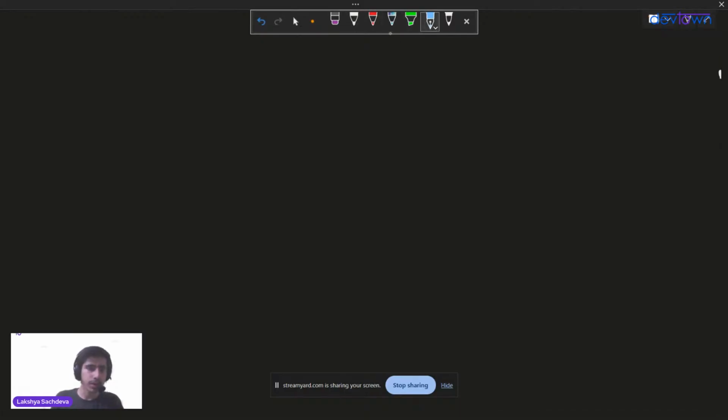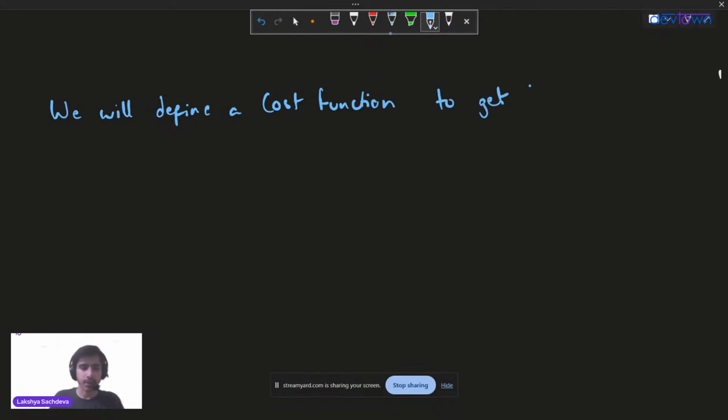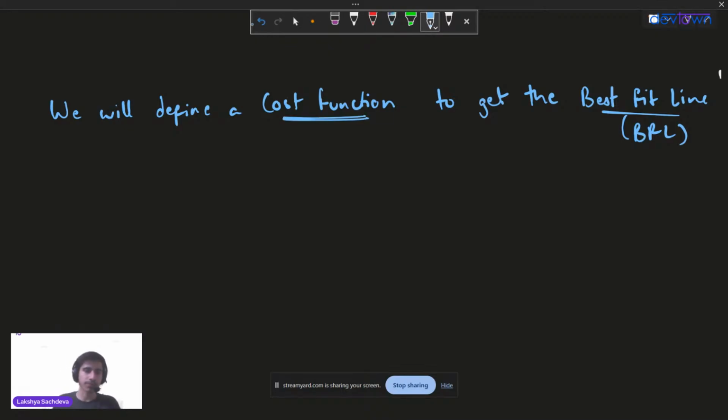We will define a cost function to get the best fit line. Okay, sir. In this sentence we know what the best fit line is. But sir, what is this cost function now?